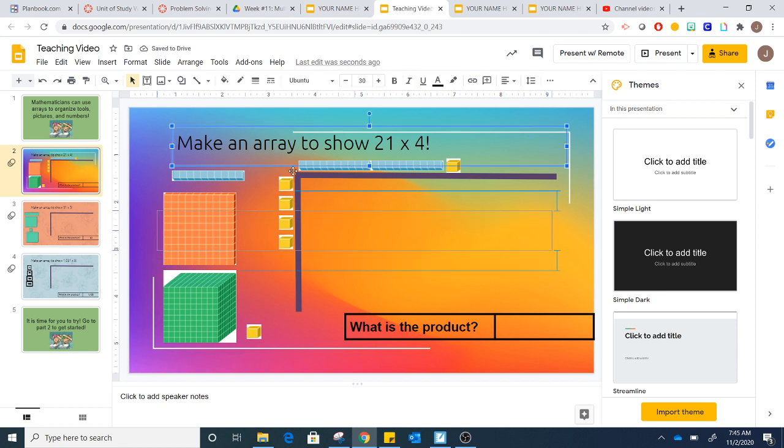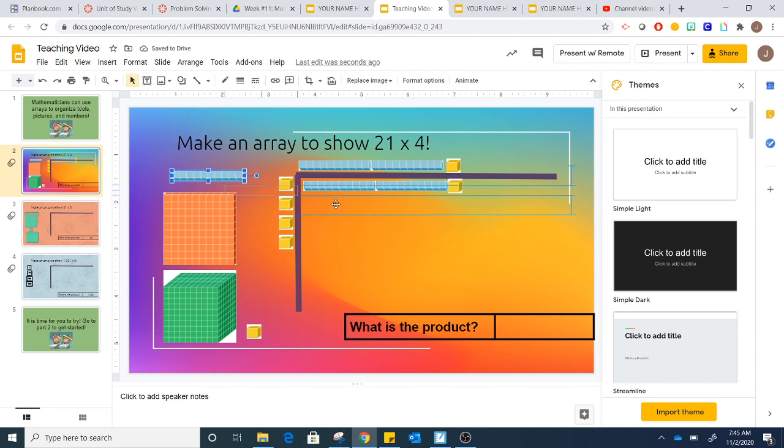Now I need to do the multiplying. 1 times 10 is 10. 1 times 10 again is 10. And 1 times 1 is 1. So the first row of my array, I'm showing a group of 21 here. I'm going to show another group of 21 because 1 times 10 is 10, 1 times 10 again is 10, 1 times 1 is 1. And I'm going to continue until I have 4 total groups of 21.